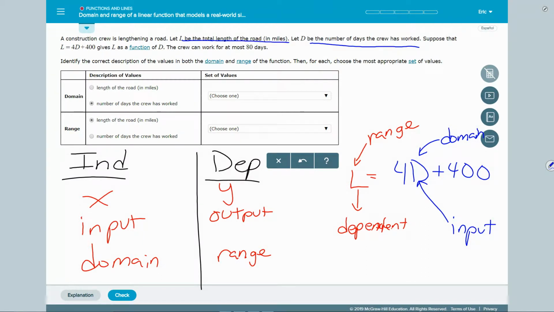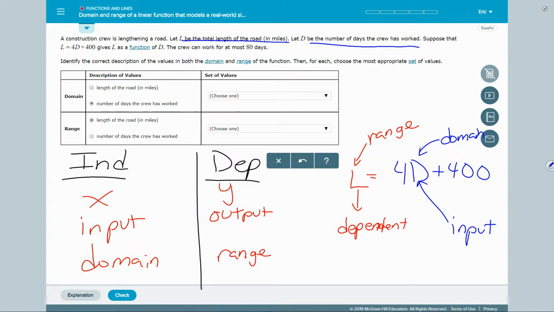Now, the set of values means which numbers make sense. What do I mean by that? Let's just say, for argument's sake, that our domain was the number of crew members. Can you have half a person working? Not realistically. So our set of values wouldn't make sense to have fractions in it. Can the crew work negative days? Not realistically. Therefore, your set of values should be positive, or at least 0, because they work in 0 days. That's what the set of values means.